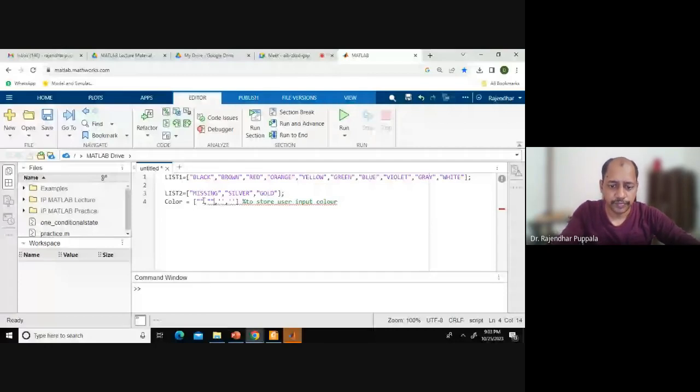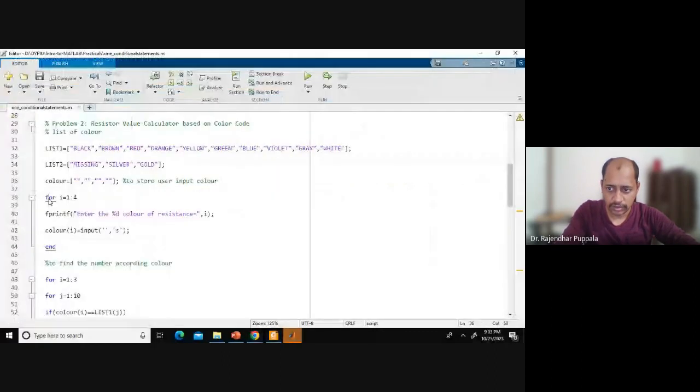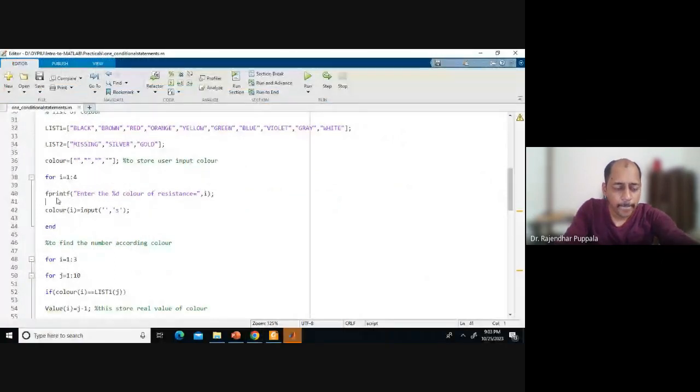Yes, sir. And after that, here we need to create a loop, for i equal to 1 colon 4. So initially it will ask you for the first input of color, and the second input, third input, and fourth input. So four colors you are giving as input, right? So that we are printing here.